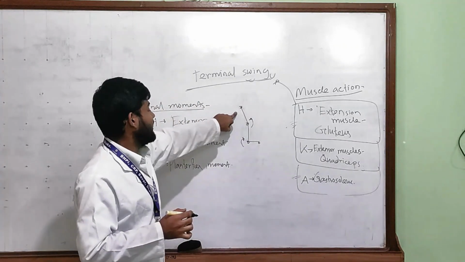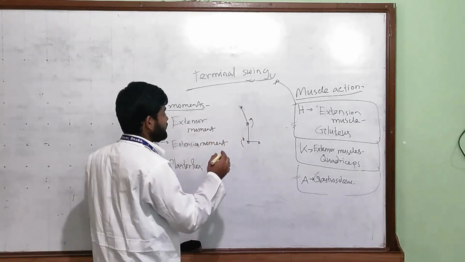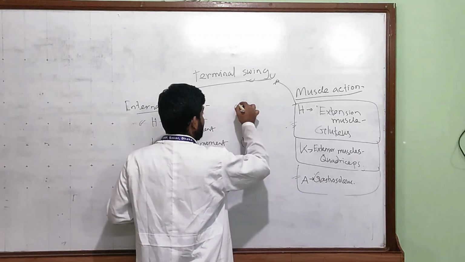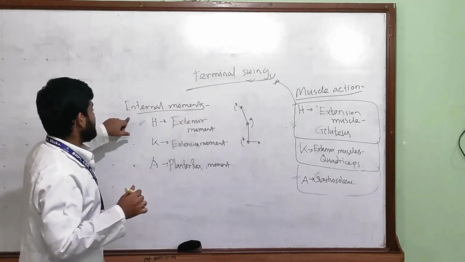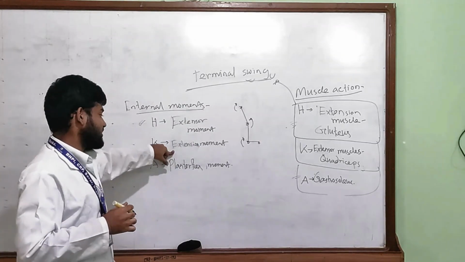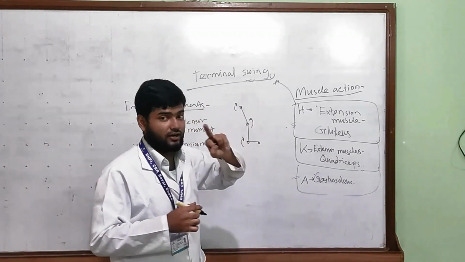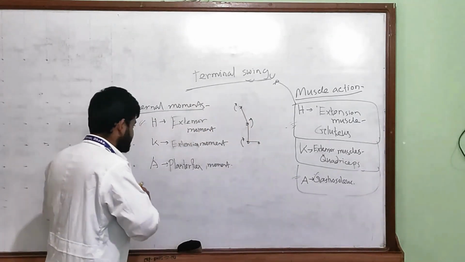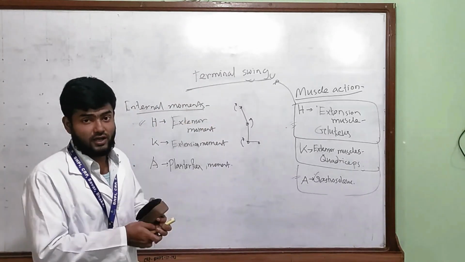And for the hip, it goes from flexion to extension. So there the extension movements will be created again. So for the internal movements, we have extension movement, and here we have also extension movement, and this is plantar flexion movement. So the muscle actions are also the same here. And this is the last of the muscle actions. Thank you.